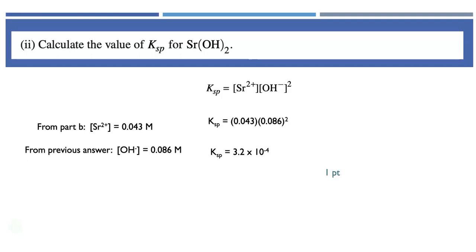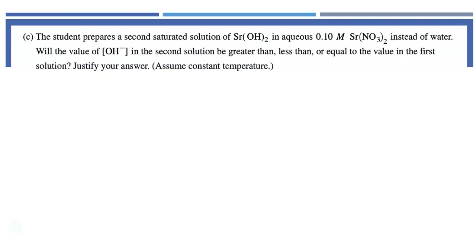It needs to be consistent with our work from B Part 1 and show with the complete setup, and that's what we need to do. The student prepares a second saturated solution of strontium hydroxide, but now it's an aqueous 0.1 molar strontium nitrate and not water. Will the value of the hydroxide ion concentration in this new solution be greater than, less than, or equal to the hydroxide ion concentration in the first solution? Justify your answer. And it says to assume constant temperature.